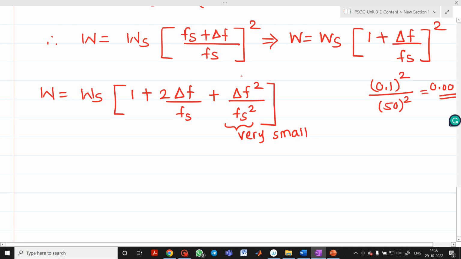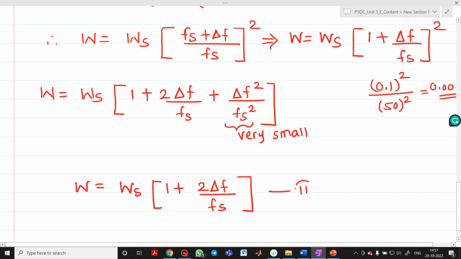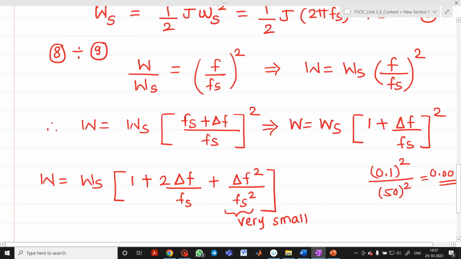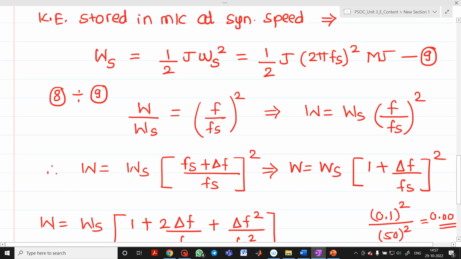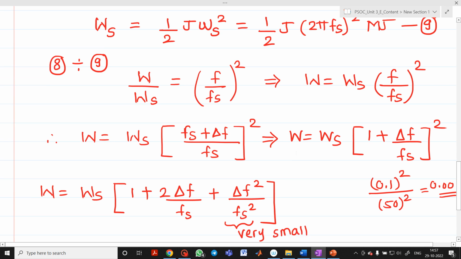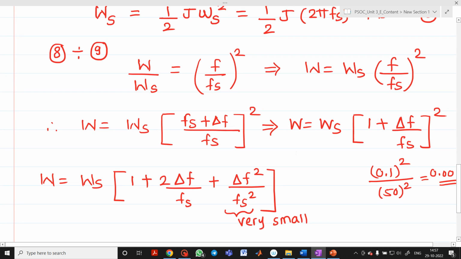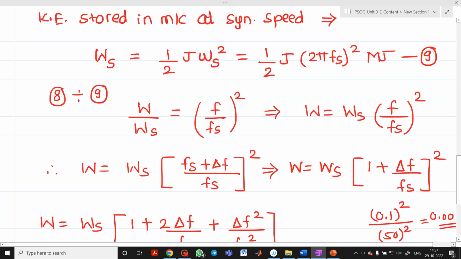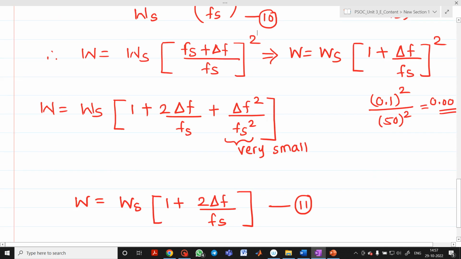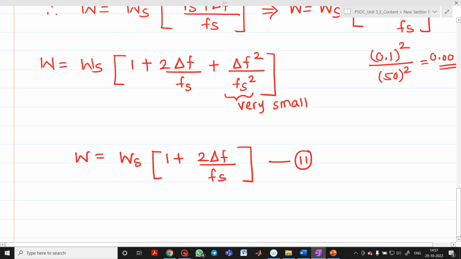So neglecting this square term, what will I get? W will be equal to Ws into bracket 1 plus 2 delta F upon Fs. Mark this as the next equation. I have not given equation number 10 here, so I will give equation number 10 to the previous expression, and this will be equation number 11.